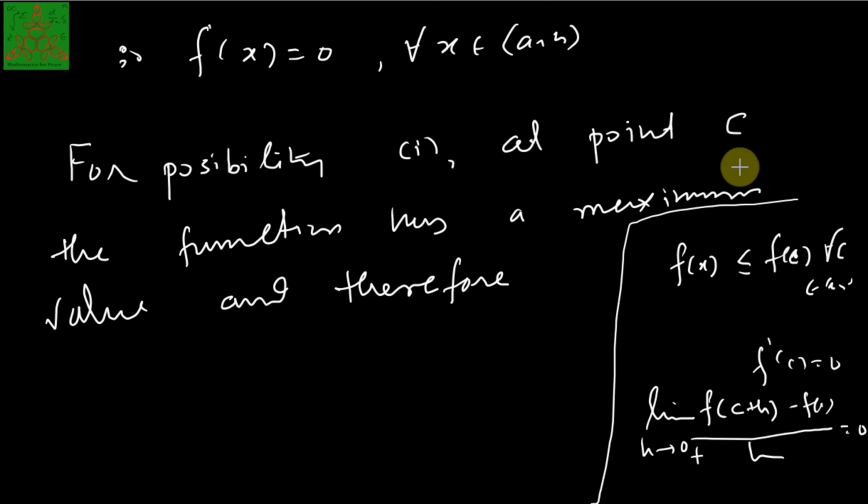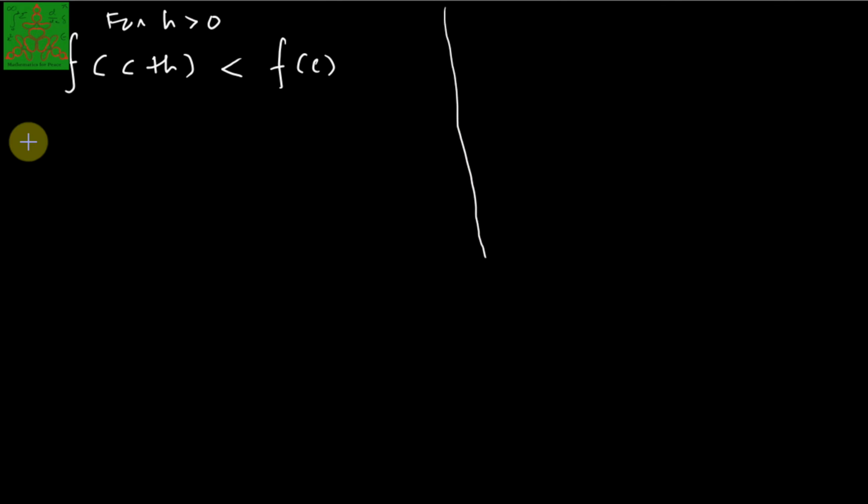And since this c is containing its maximum value, that I'm assuming, therefore what I can say is f of c plus h is less than f of c for any h positive. This is the thing we have. So that will give me f of c plus h minus f of c is negative.